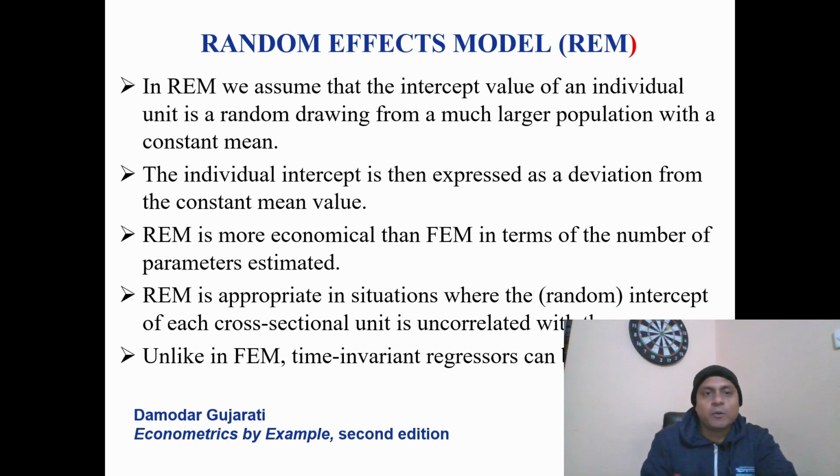In a random effect model, we assume the intercept value of an individual unit is a random drawing from a much larger population with a constant mean. Normally, in the random effect model, we assume the intercept of the cross-sectional unit is uncorrelated with the regressors, meaning that population change or geographical location, which is supposed to not change over time, will not affect your explanatory variable. That is why we prefer the random effect model more in panel analysis.